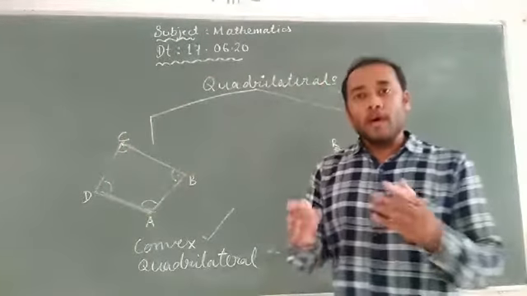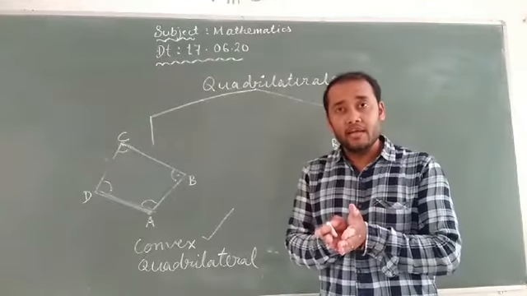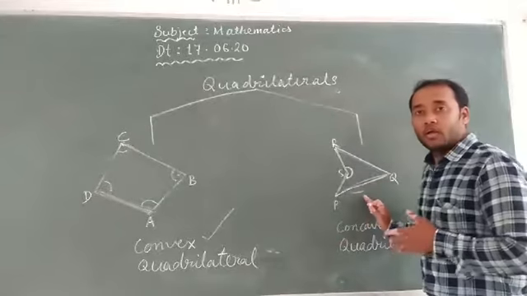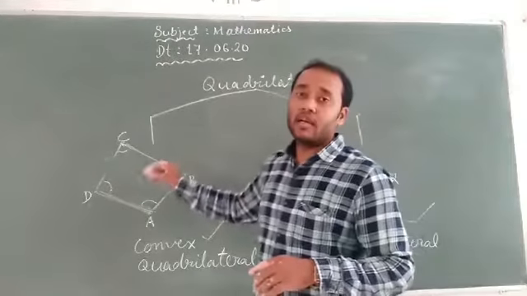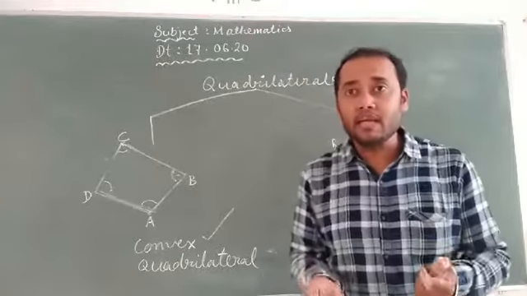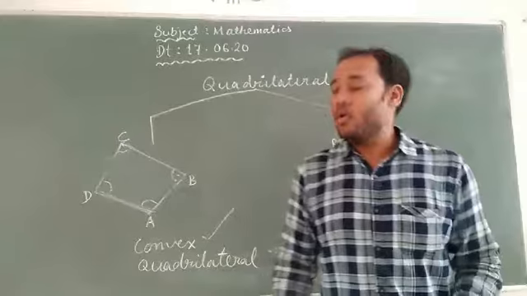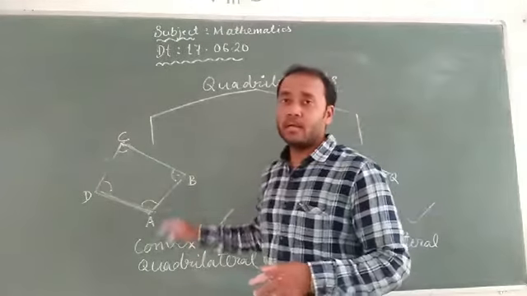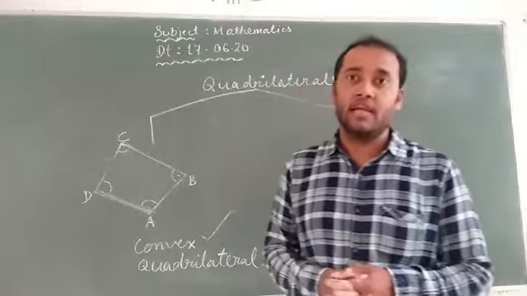So if any of the interior angles is greater than 180 degrees, that quadrilateral is called a concave quadrilateral. But the other quadrilateral, which does not have any angle greater than 180 degrees, is said to be a convex quadrilateral. Right? This is a convex quadrilateral. You can say that it is the common quadrilateral that you have seen regularly.